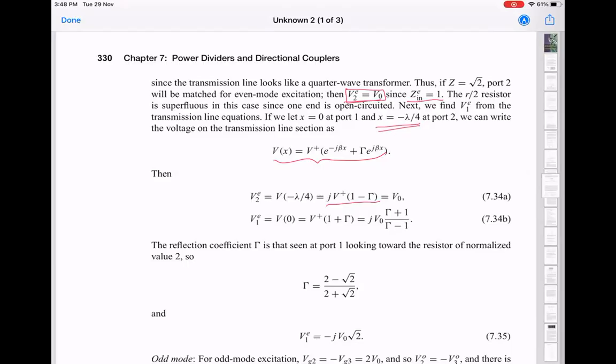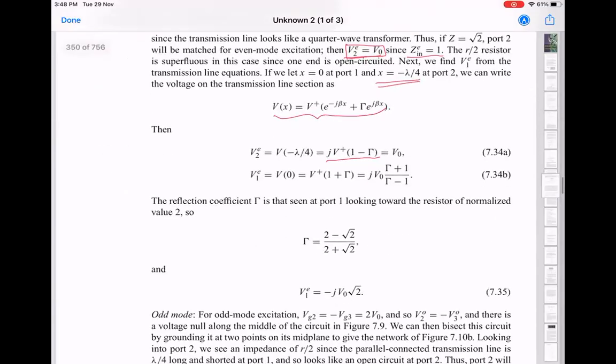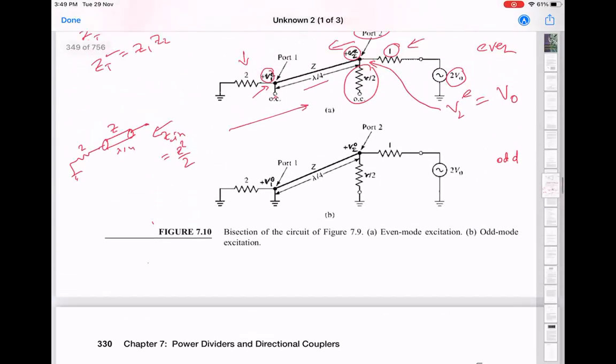And then V1E, which is the voltage here, is V of 0 because that's what we define x of 0 here. And that's V plus times 1 plus gamma. And then you substitute from the previous equation. You get that V1E is j V0 times gamma plus 1 over gamma minus 1. So now you have both V2 and V1. The only thing we don't know yet is what gamma is. Okay. Now gamma is the reflection coefficient seen at port 1 looking towards the resistor of normalized value 2. What does that mean? Port 1 is here.